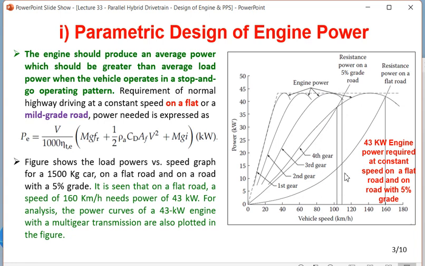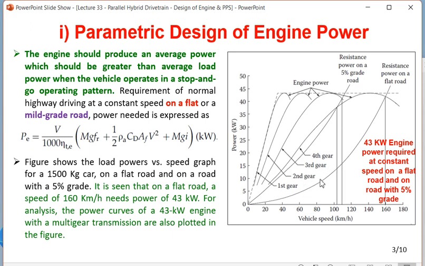So you are finding that whenever the vehicle is on a flat road, to achieve this speed, which is around, let's say, 105, towards the right side, whatever graph is there, exponentially increasing. To achieve around 105 kilometer per hour speed, we have to use only 15 kilowatt power. So this graph you have to read.